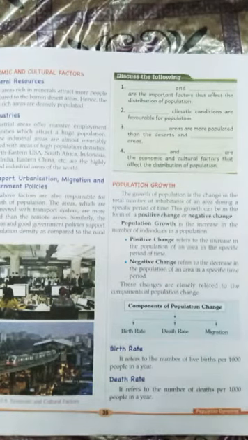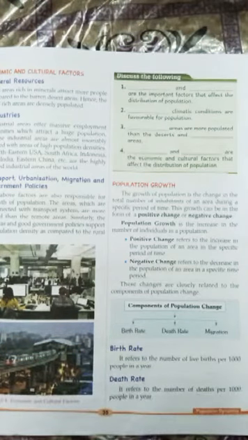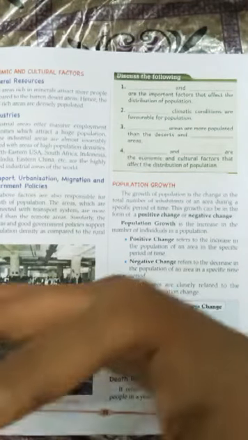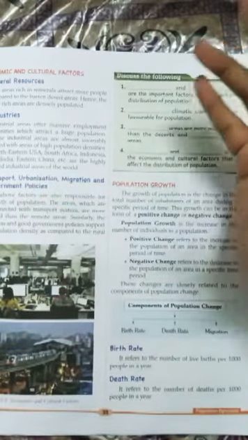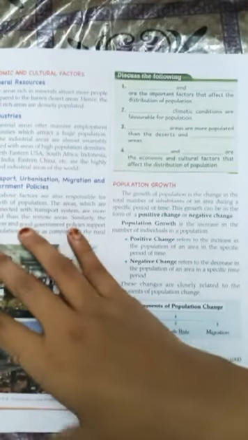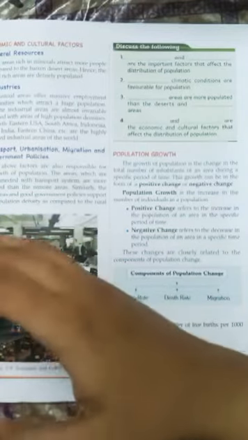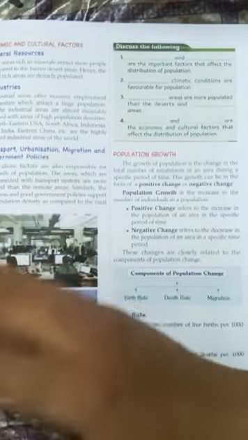So here, population growth. What does population growth mean? The growth of population is the change in the total number of inhabitants of an area during a specific period of time. It means how much the population increases or decreases after a specific time. Population growth can't be the same at every time. Suppose the population this year is 7 billion, you can't say that this figure will remain the same after 1 year. It's continuously changing.